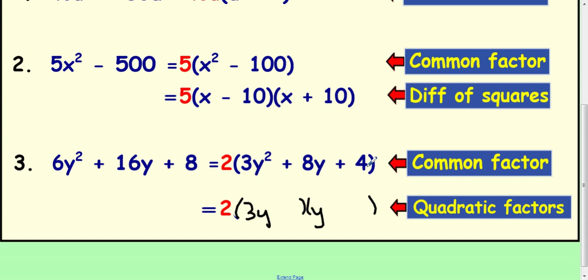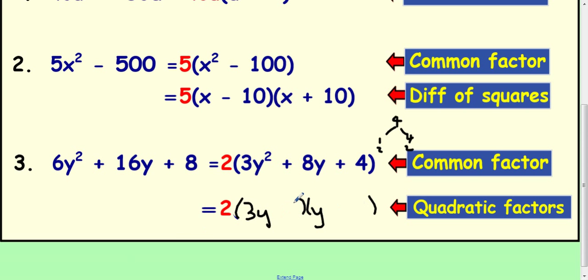And I'm looking for factors of 4. So factors of 4, you can either choose 1 and 4 or 2 and 2. Now if I'm going for 4 and 1, I could put a 4 there and a 1 there. That's going to be a 12, and a 1, that's not going to work.